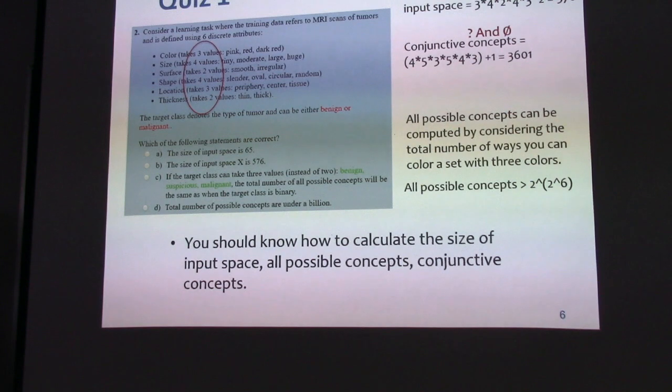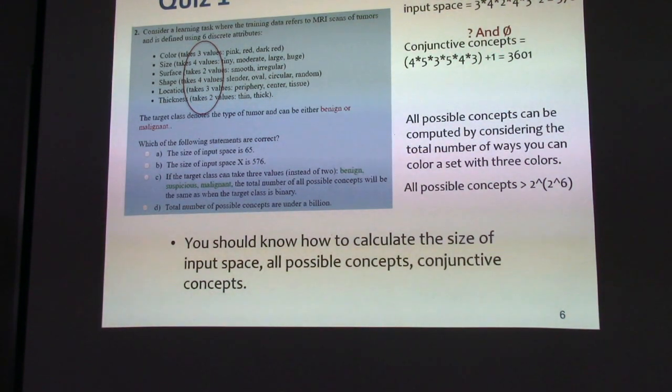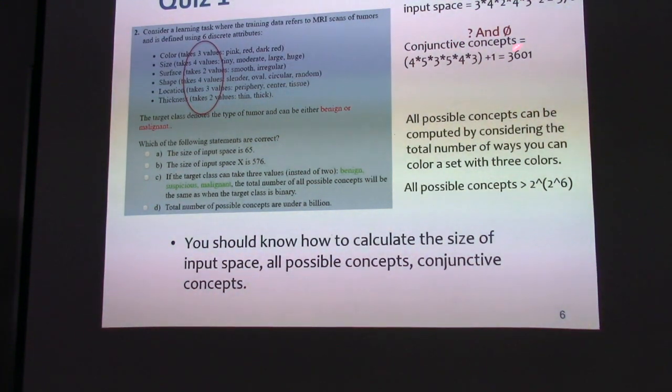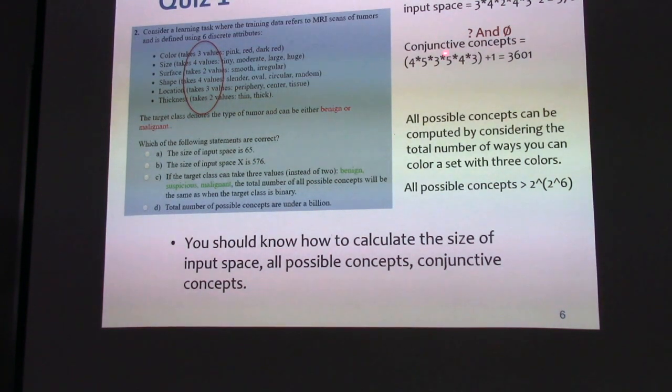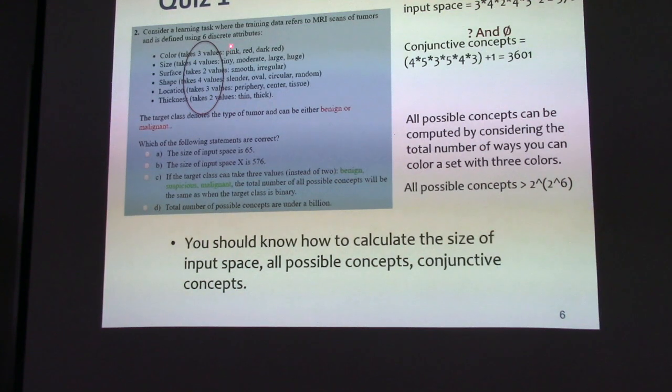And for the conjunctive concepts, there should be both a question mark, which accepts all, and the phi. Phi rejects everything. So for phi, plus those values.